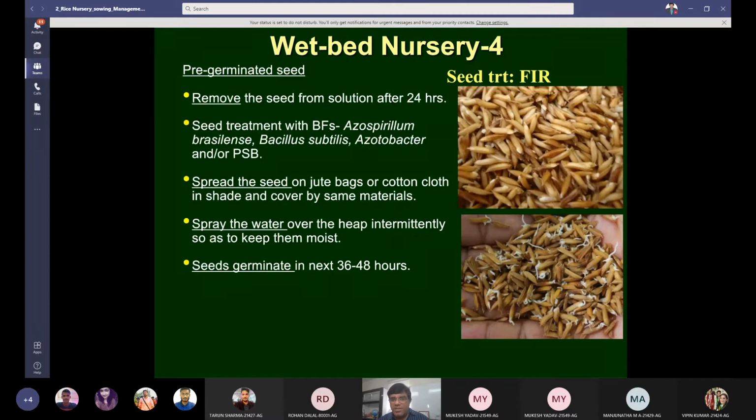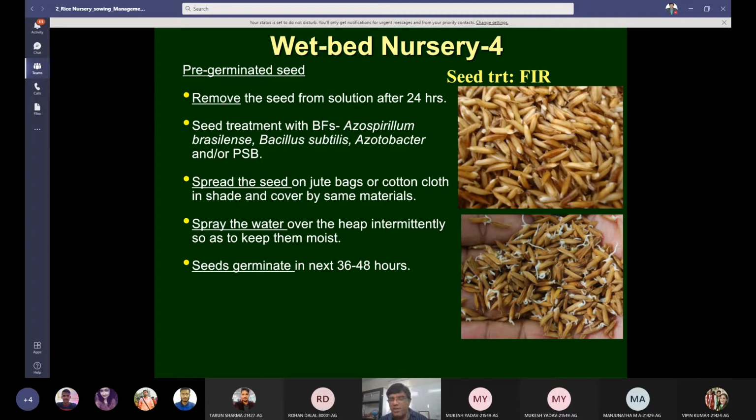Now, pre-germinated seed. Once you have done the seed treatment with fungicide and bactericide, and for 24 hours you kept the seed in the solution, then what to do? Now you want to get the seed germinated. So remove the seed from the solution after 24 hours.